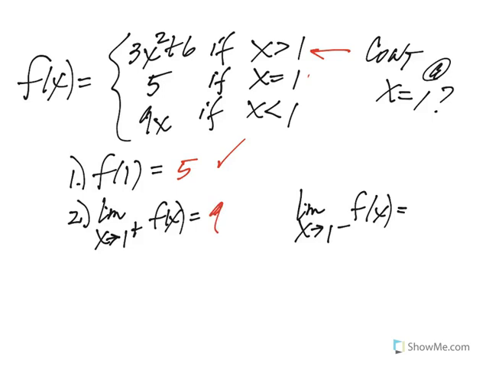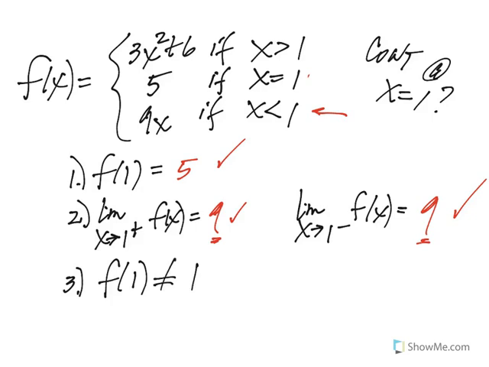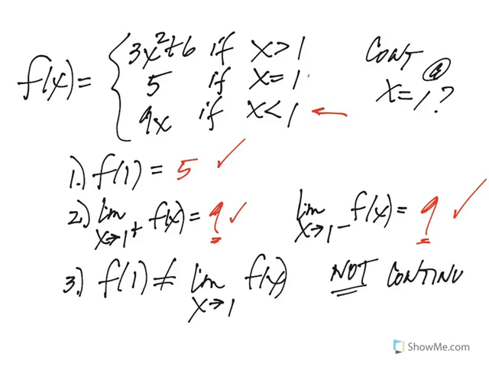All right, let's come in from the left-hand side, and it looks like I'm going to now use the bottom one here. So I plug 1 in there, and that also gives me 9. So check. I got a limit. These are matching finite values. However, step 3, you can see that f of 1 is not equal to the limit as x approaches 1 of f of x. So this is not continuous at x equals 1.